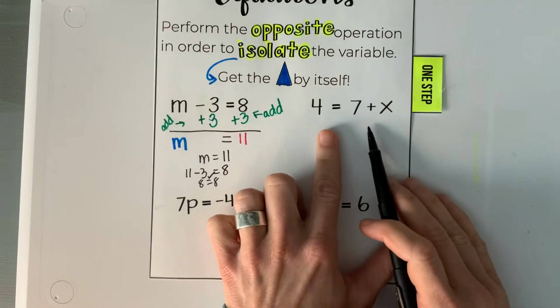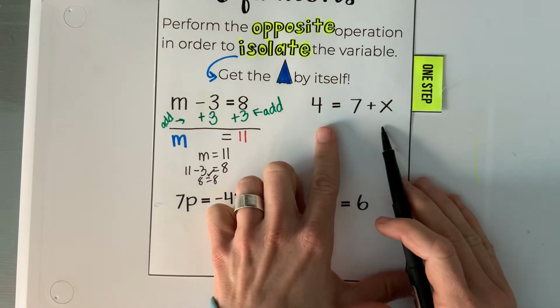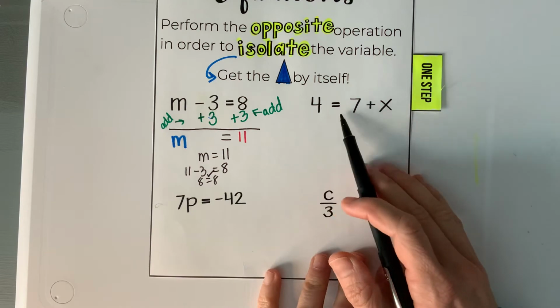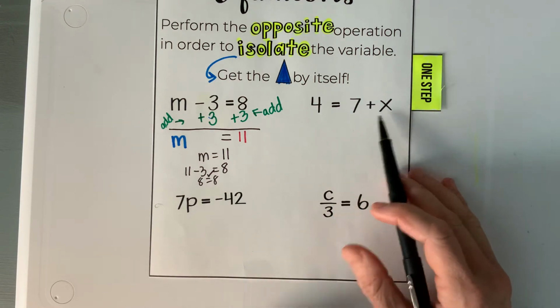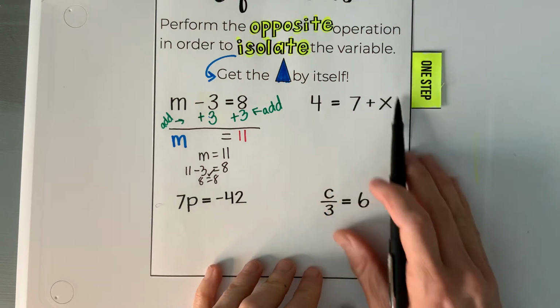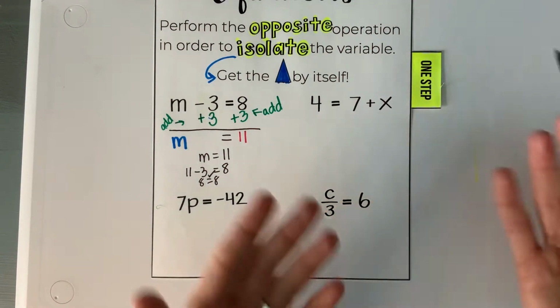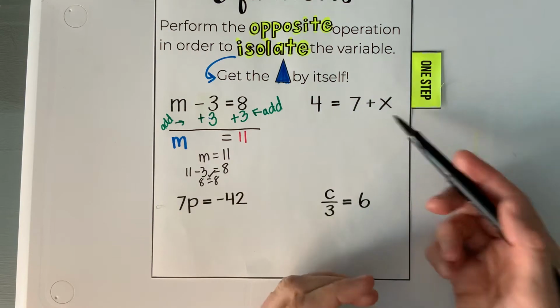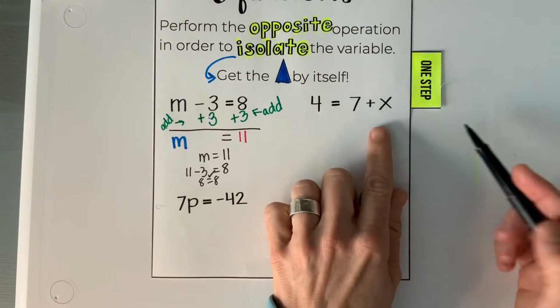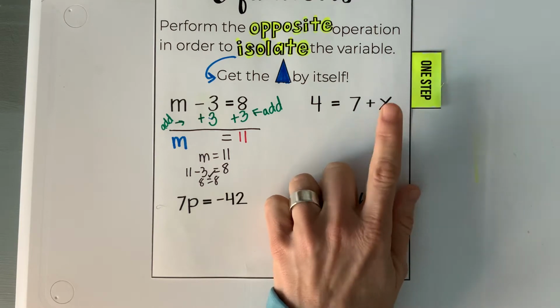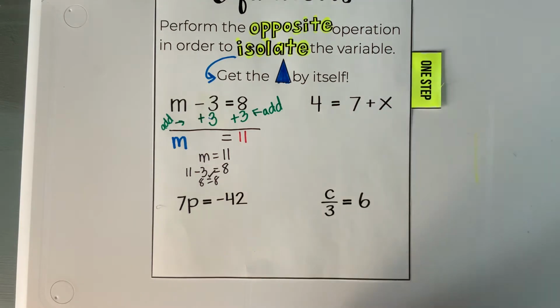Okay, here's another example. So we have 4 equals 7 plus x. Sometimes your variables are going to be on this side of the equation, and that's okay. Remember, it's just a balance scale. So sometimes your pawns are over here, and sometimes they're over there, but the same rule applies. You want to isolate the variable. You want to get x by itself, or pawns all by itself.